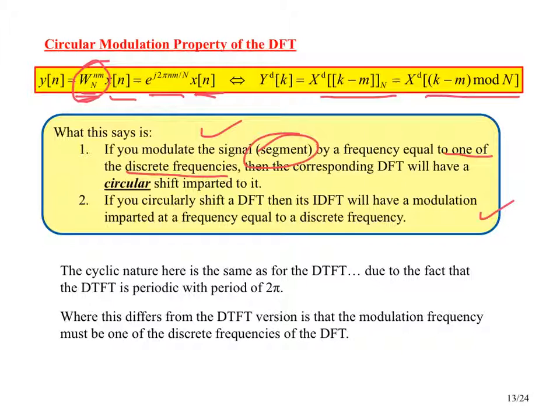So what we're really seeing here, the fact that it's a circular shift, is really the same as for the DTFT. The only difference here is that this result holds for the DFT only for one of the discrete frequencies defined for the DFT. So that's the key distinction.